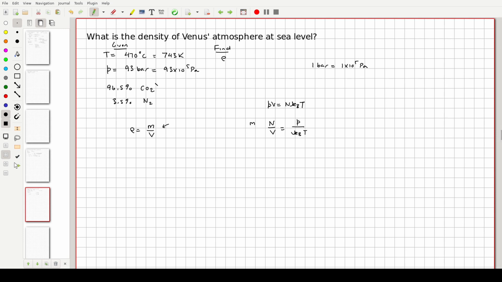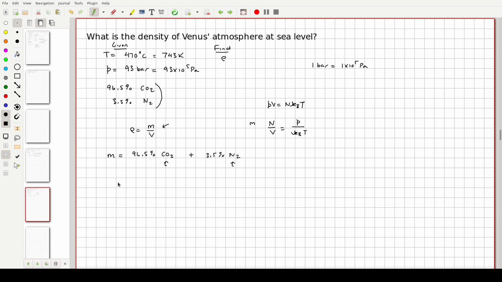The problem is that I don't have one unique type of molecule. I have two. But thankfully, I know that from a mass percentage standpoint, about 96.5% of them are CO2, and about 3.5% of them are N2. Now, I need to find the mass of one CO2 molecule and also the mass of a nitrogen molecule as well. Thankfully, I can actually figure that out.